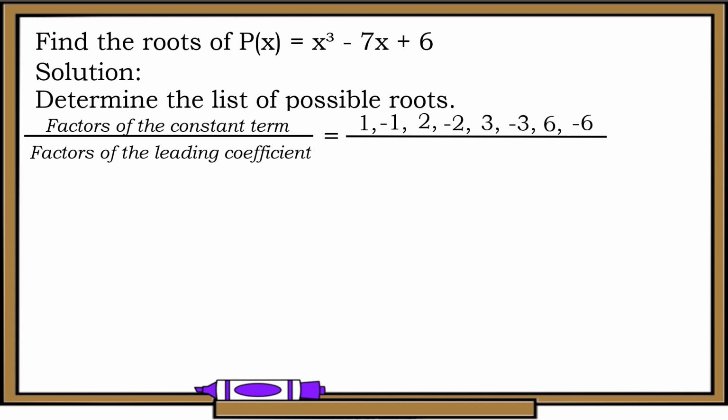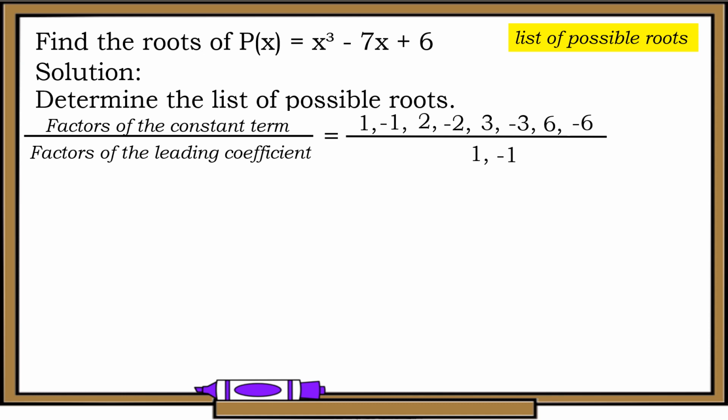Now, what are the factors of the leading coefficient? The degree of the polynomial is 3. The highest exponent is 3. Ang katabi ng x cube ay wala. So, it is understood na ang numerical coefficient niya ay 1. So, the leading coefficient is 1. The factors of 1 are 1 and negative 1.